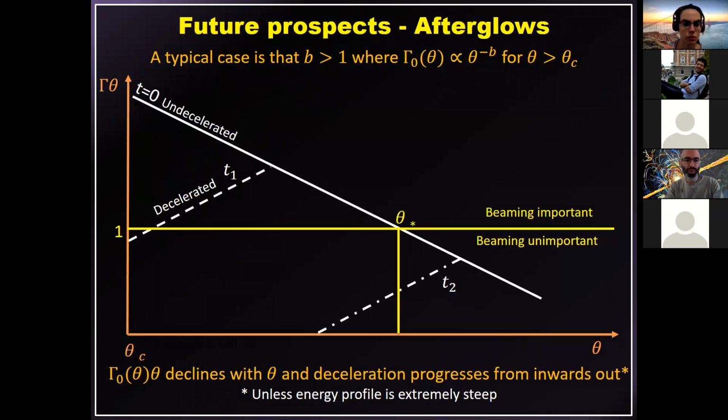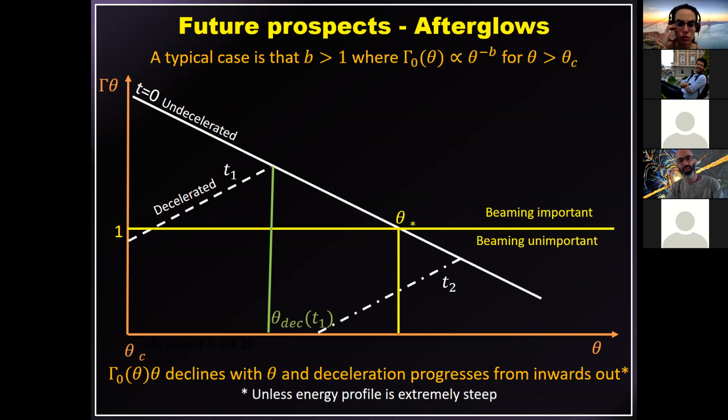So I will do this with the aid of this kind of simple figure here. What you see here is the profile of Lorentz factor times theta as a function of theta. And I'm plotting it from the core and outwards. So it's always declining, it's some power. At t equals 0, you have this solid line that extends all the way from top left to bottom right. And now, as time goes by, let's imagine that we are at some time t1. At time t1, there is an angle that is currently being decelerated. Everything below that angle is already decelerated. Everything above that angle still is the same as the initial profile.